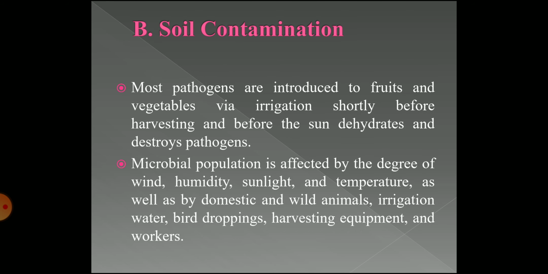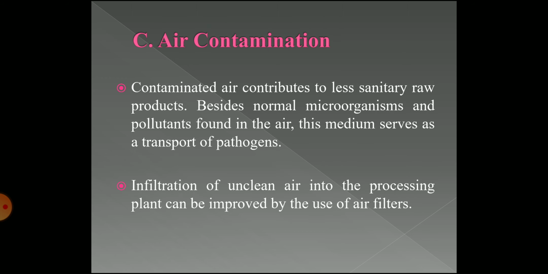Second, soil contamination. Most pathogens are introduced into fruit and vegetables during harvesting and before irrigation. These pathogens can be removed or destroyed by using the sun dehydration method.